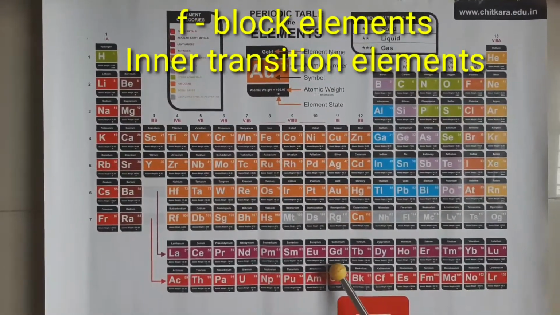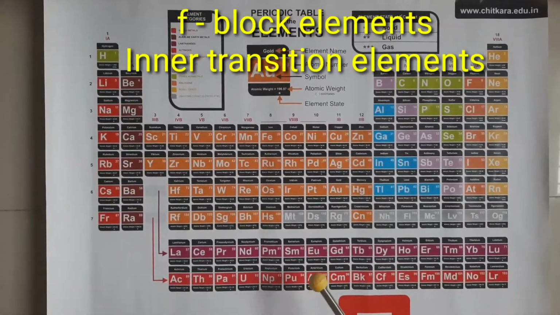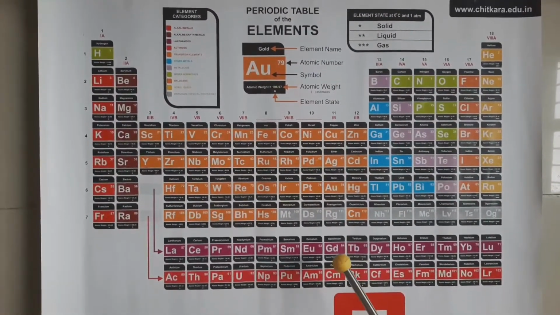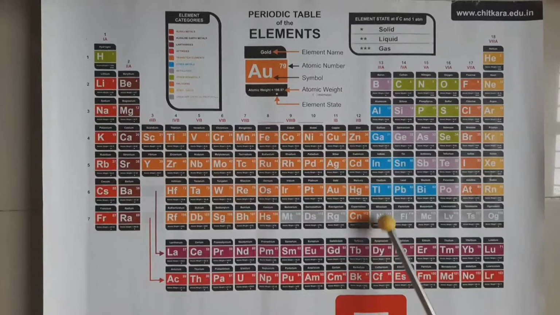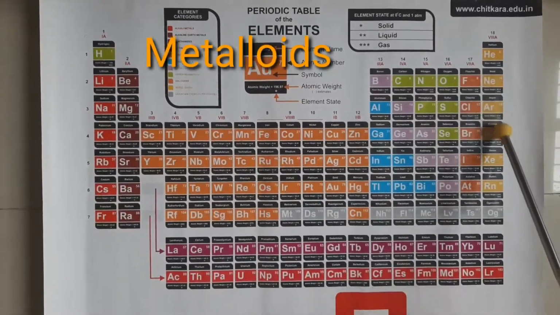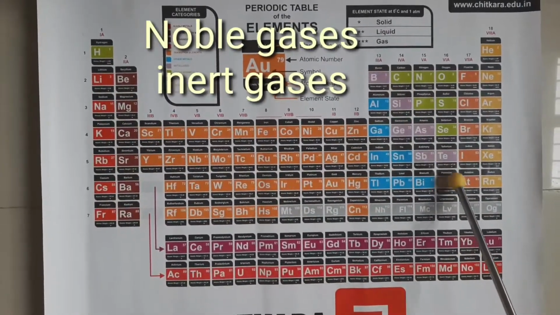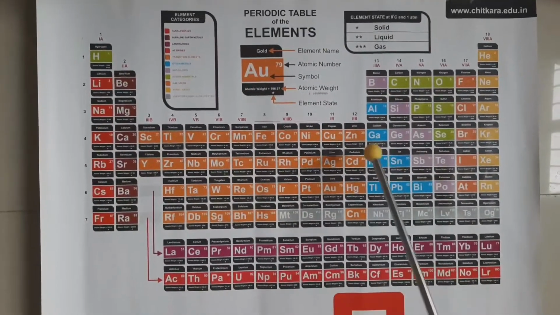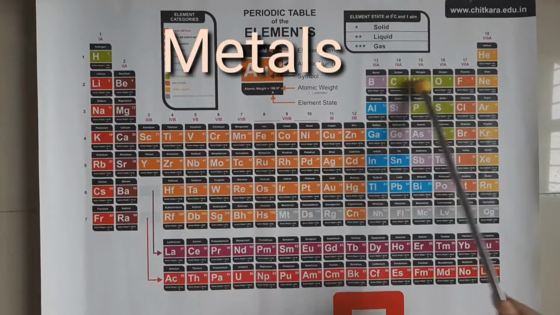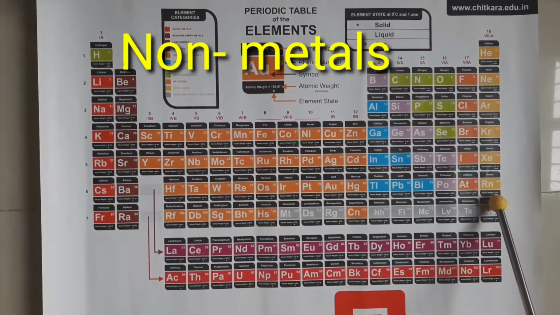In the modern periodic table, there are 4 types of elements: metals, non-metals, metalloids, and noble gases. These metalloids separate metals from non-metals. This is the portion of non-metals, and here are the noble gases.